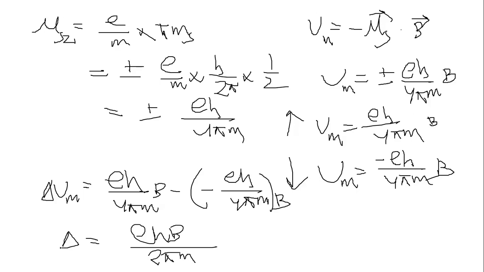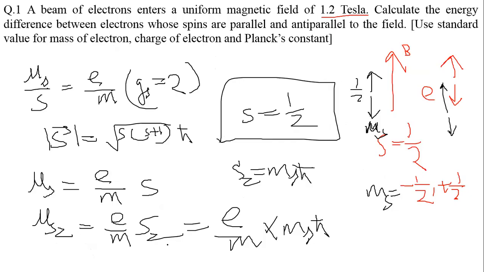So due to the different direction of spin, the force experienced by the two electrons in the presence of a magnetic field is different. So the energy is different. For one electron the energy will be positive, and for the other electron the energy will be negative. Due to the difference in direction of spin, one will gain energy in a magnetic field, but the other electron will lose energy. So when we calculate the difference in energy, the energy difference will be EhB by 2 pi m.